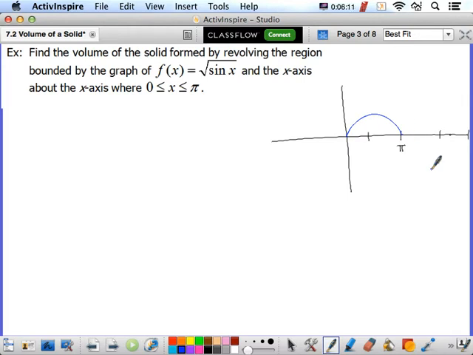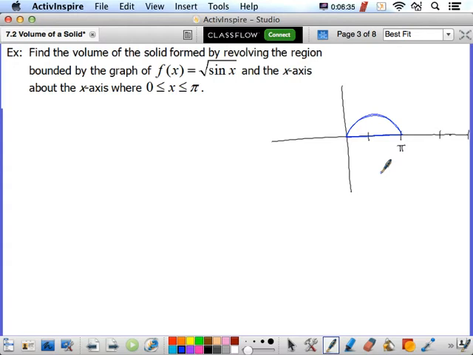Now there's another piece over here, because all trig functions are periodic and they repeat, but it's told us only to worry about the piece between 0 and pi. So here's one of our boundaries, y equals the square root of sine x. And then it also tells us to trap it along the x-axis. So far, so good?